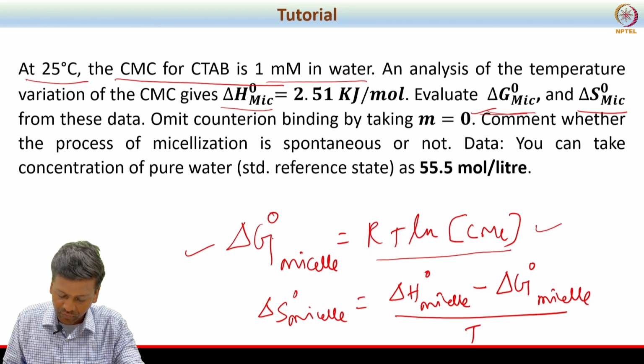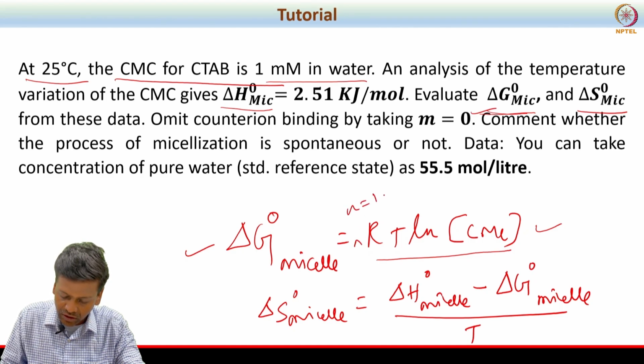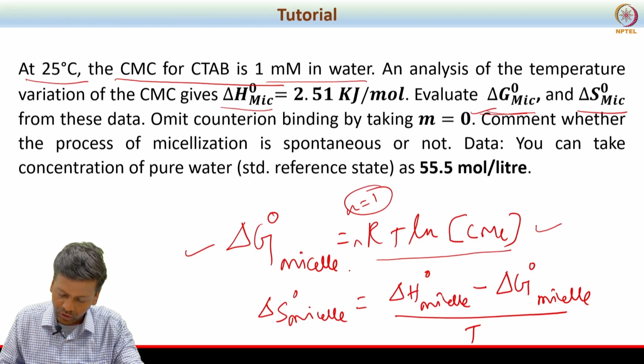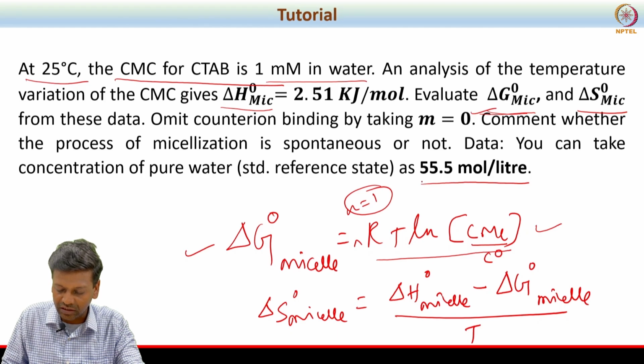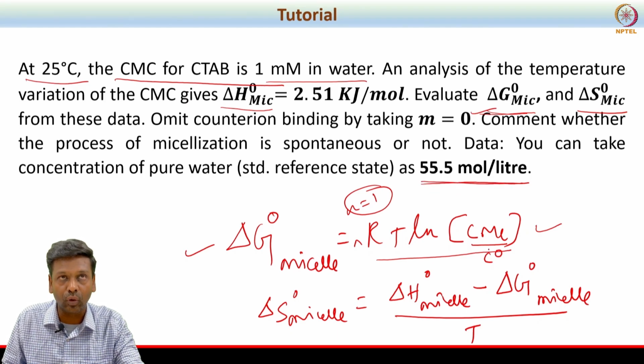Since we use the capital G here, you can assume that n is 1, right. It's supposed to be nRT, you can assume n to be 1 in this case. Whenever you evaluate the CMC, you have to evaluate with respect to some standard reference state. In this case it is pure water. You can take this value as such, considering that the standard reference state is pure water, right, which is 55.5 moles per liter.